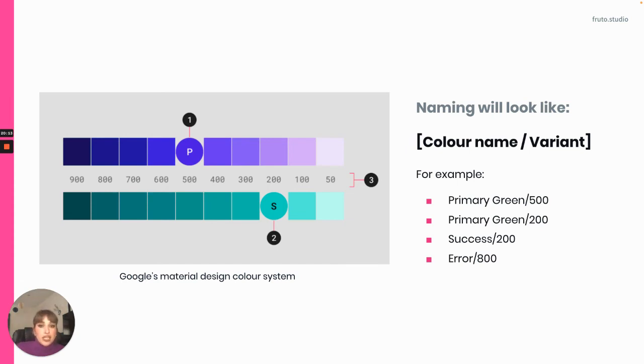For these types of variations, I'd suggest you introduce numbers into your naming conventions in the following way. For example, the base or default color can use the number 500. And then for lighter variations of that color, you can use 400, 300, 200, and so on. And for darker ones, you use larger numbers like 600, 700, and so on. In this way, you'll end up with the following naming structure: the color name / the variant. So for example, primary green 500, success 200, error 800, and so on.